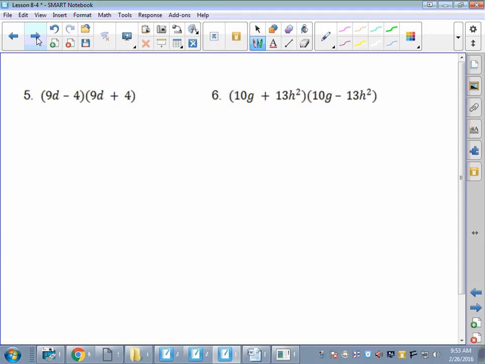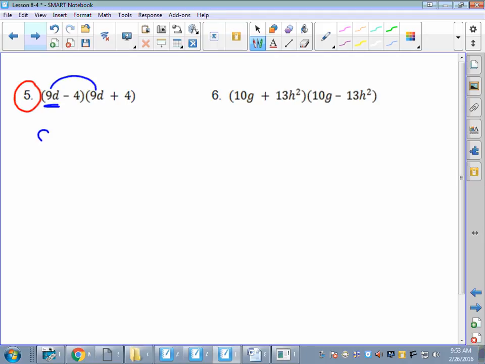And let's do problem number 5. I don't like 6. I think it got a bit ridiculous. Everything's there. There's no squares. Notice it's the exact same terms, 9d and a 4. One's got a plus in the middle, one's got a minus in the middle. So it's a product of a sum and a difference. So let's just start FOILing.